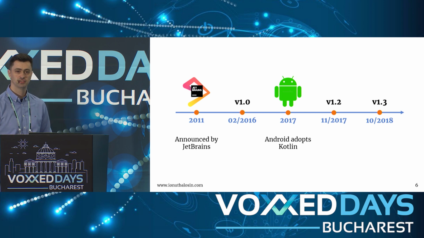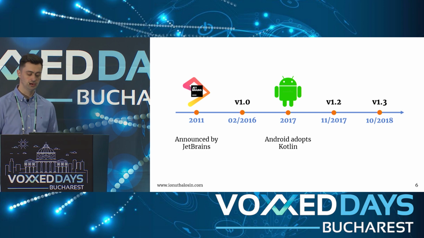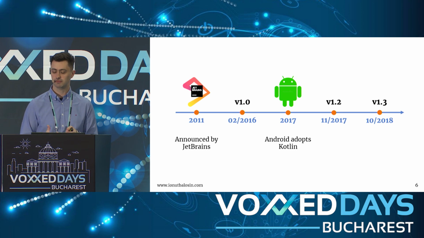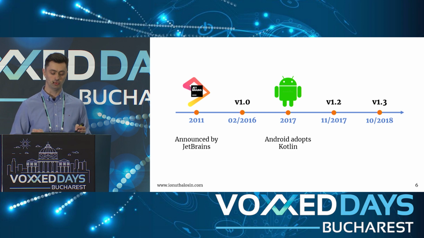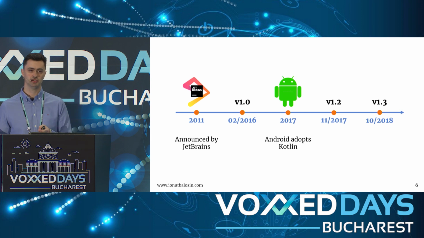In terms of history, when Kotlin came up, it was initially announced by JetBrains in 2011. Then in 2016, after a few years, they released the first version, version 1. And then I think this is the biggest event in the Kotlin world. In 2017, Google adopted Kotlin because the shape was so good in that moment. So starting Android Studio 3.0, you have the possibility to write mobile applications in Kotlin.